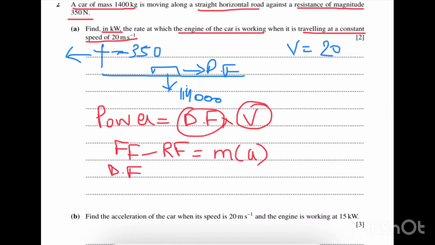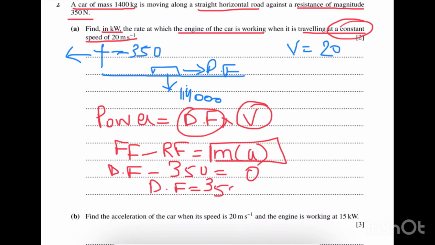There is a resistive force of 350 newtons, which is friction. And then since the car is moving at a constant speed, the acceleration will be 0. So the right side of the equation will become 0, making the driving force equal to 350.